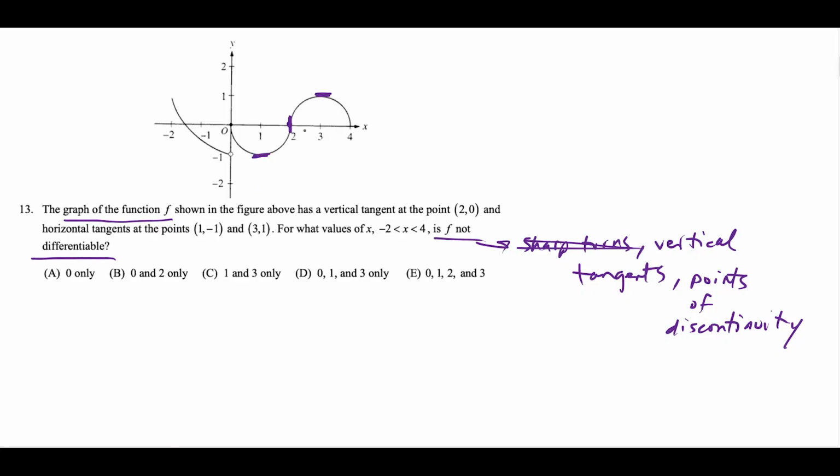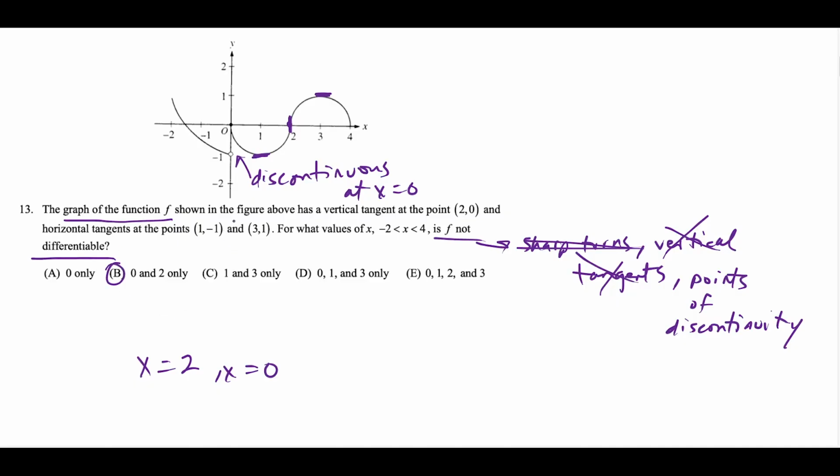Vertical tangents, they told us that we have a vertical tangent here at x equals 2. So far we have f is not differentiable at x equals 2. So that's one value. The next thing to look for here is points of discontinuity. And notice that f is not continuous at x equals 0. So this is discontinuous at x equals 0. So that tells us that these are the two values here. It's going to be choice B.